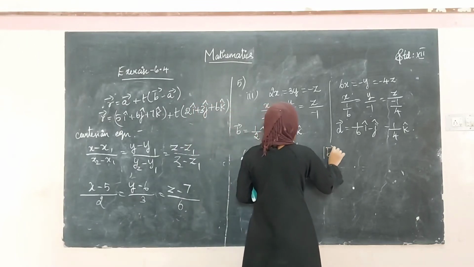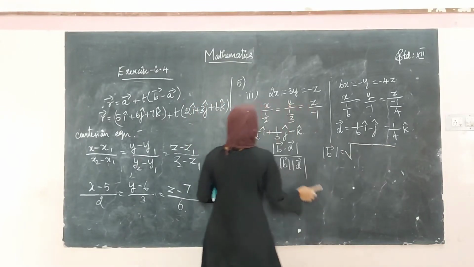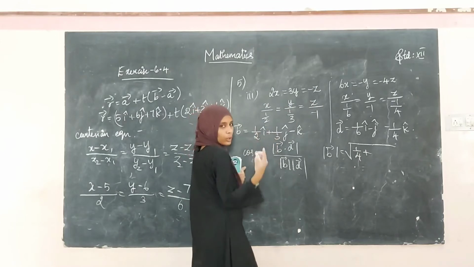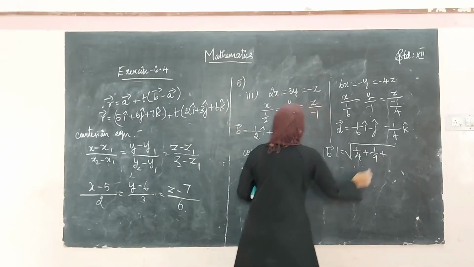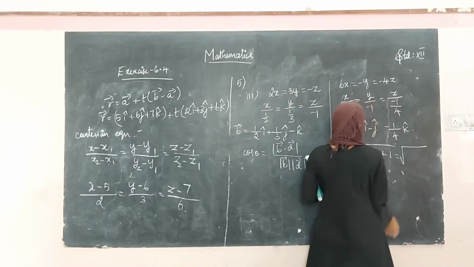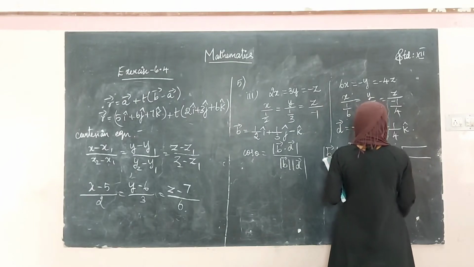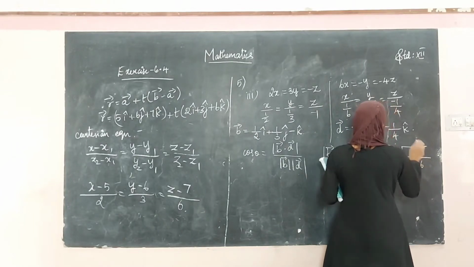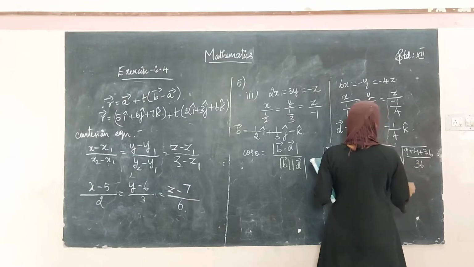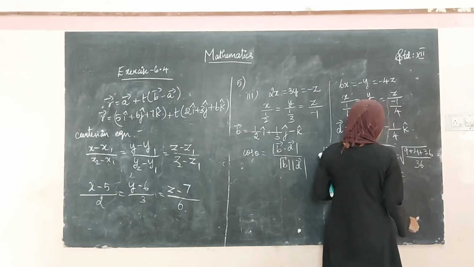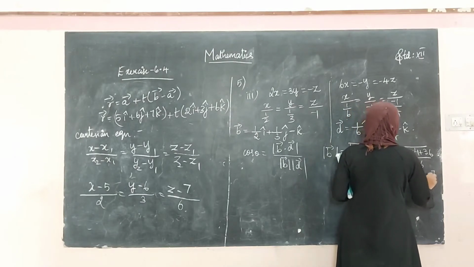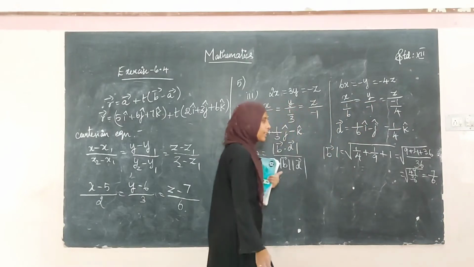What is modulus b vector? Equal to square root of 1 by 2 the whole square is 1 by 4, plus 1 by 3 the whole square is 1 by 9, plus this is 1, 1 square is 1. Okay, it is equal to square root of, taking LCM 36, it will be 9 plus 4 plus 36, right? Which is equal to 49 divided by 36. Square root of 49 divided by 36 is 7 divided by 6. Okay, it is 7 divided by 6.